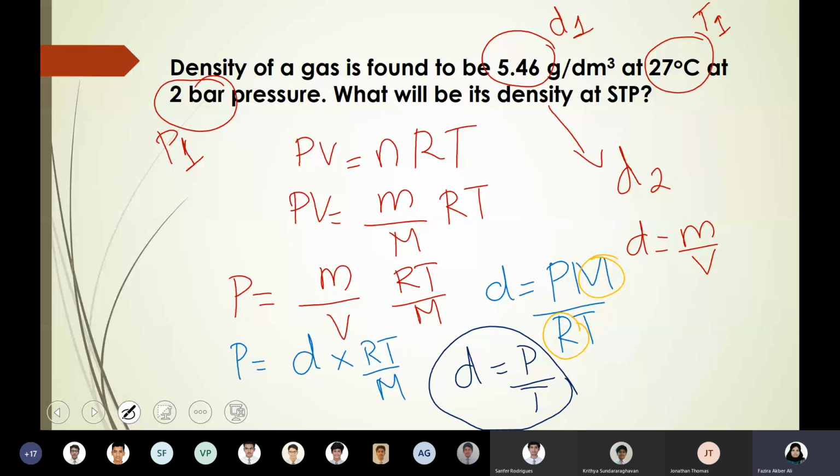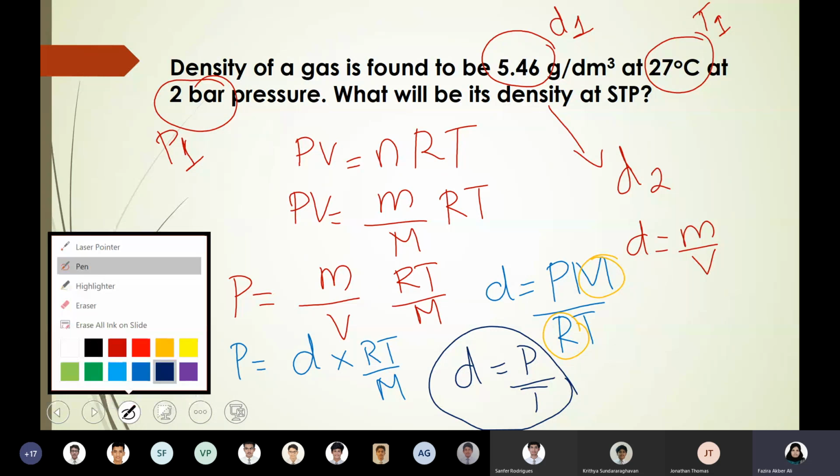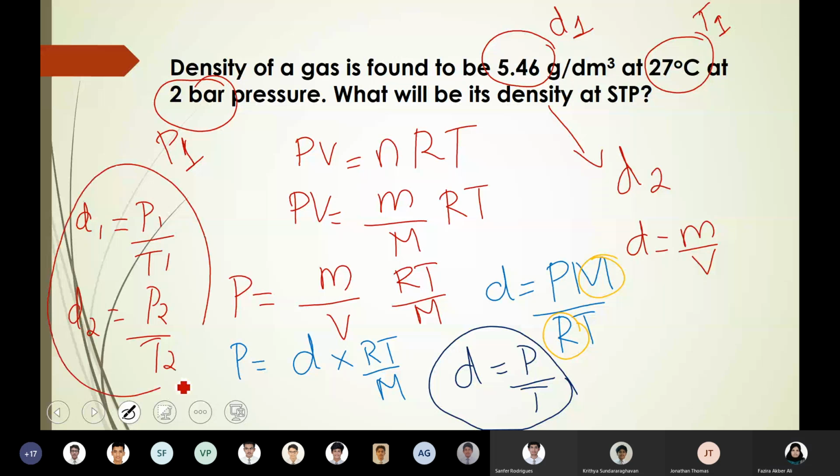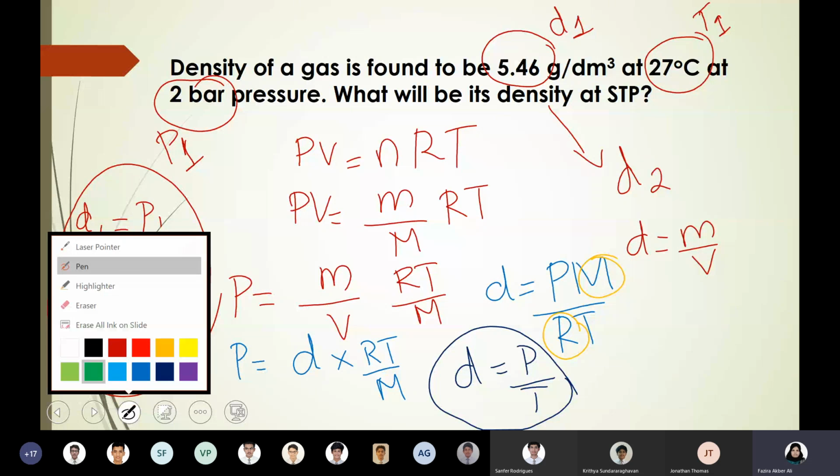Because you're removing the constant terms, molar mass is fixed for a particular gas. It won't change at any temperature or pressure. Molar mass of oxygen is 32, or molar mass of hydrogen is 2, like that, it will be fixed. So in that case, you can get a new equation, which I can write in this way. D1 is equal to P1 by T1, and D2 will be equal to P2 by T2. And from this, you can derive a new equation.